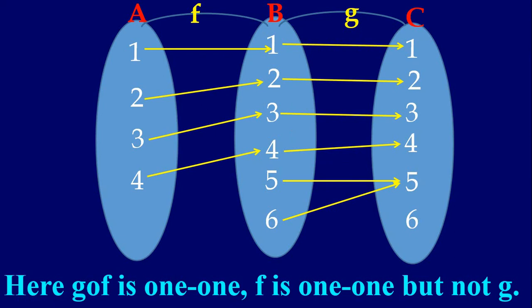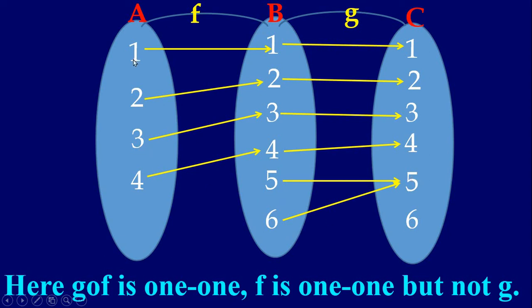Now first we take one example. Consider set A with 1 2 3 4, set B with 1 2 3 4 5 6, set C is 1 2 3 4 5 6. Now here f of 1 is 1, f of 2 is 2, f of 3 is 3, f of 4 is 4, and g of 1 is 1, g of 2 is 2, g of 3 is 3, g of 4 is 4, g of 5 is 5, g of 6 is also 5.